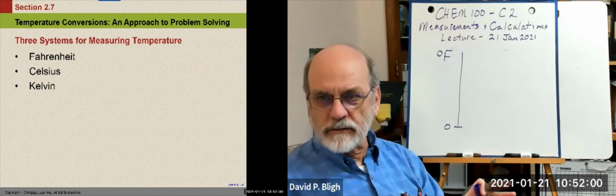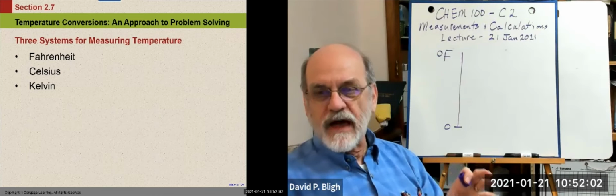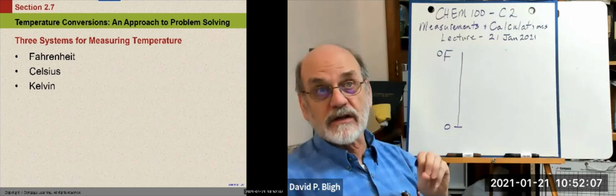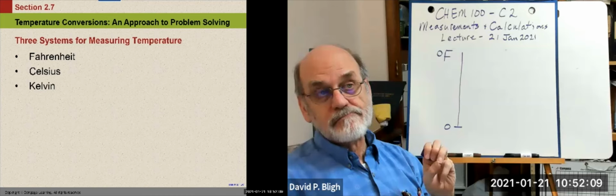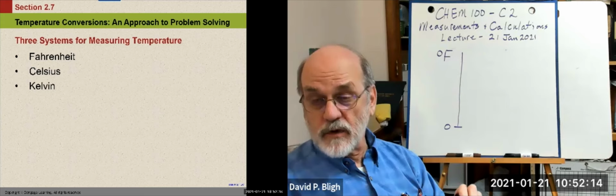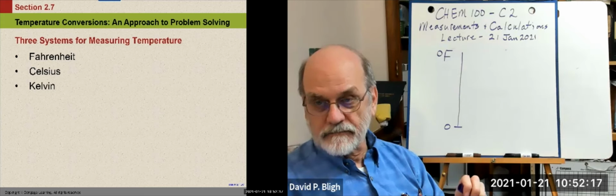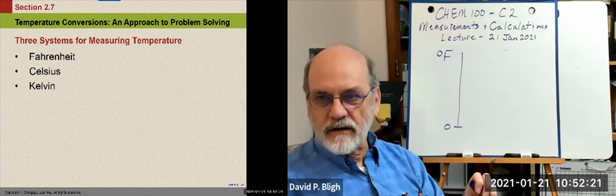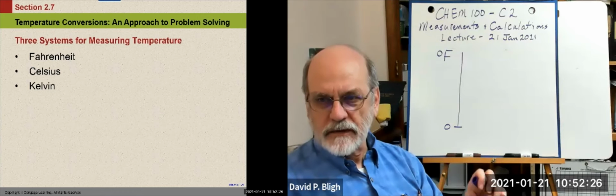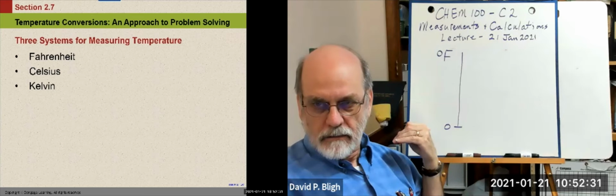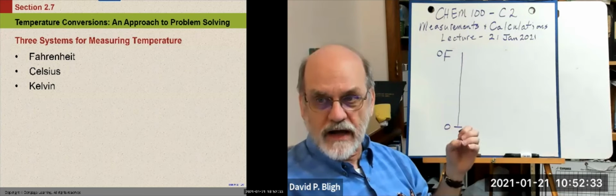So he took distilled water and saturated it with sodium chloride. Then he put ice in it until the ice stopped melting. So that's as cold as you can get using saturated ice water. Sodium chloride saturated ice water is 0 degrees.